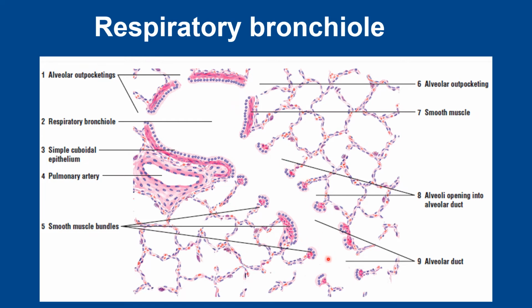This section shows the respiratory bronchiole. Here the alveoli are opening into the bronchiole. Why are we calling it the bronchiole? Because it has smooth muscle also and cuboidal epithelial lining. Lots of alveoli are opening into the respiratory bronchiole. So the whole thing here, what you see, is the respiratory bronchiole lined by cuboidal epithelium. Outside is the smooth muscle.